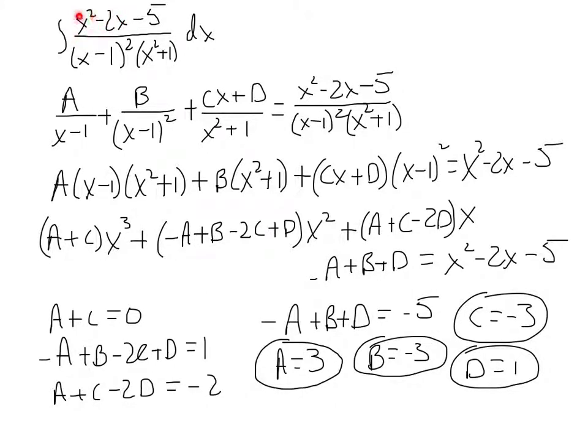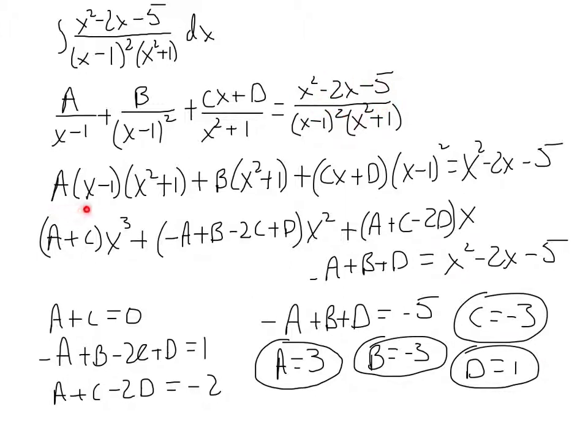In order to integrate (x squared minus 2x minus 5) over (x minus 1) squared times (x squared plus 1) dx, the first thing we're going to need to do is find the partial fraction decomposition for this thing. And we'll do that by putting a constant over the first linear factor, then a constant over the repeated linear factor, and then a linear numerator over the quadratic factor in the denominator, and then of course set that equal to the whole thing.